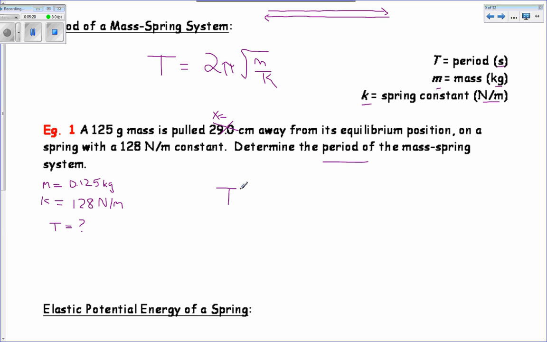So period is equal to 2 pi times the square root of m over k, which is equal to 2 pi times the square root of 0.125 kilograms divided by 128 Newton meters.